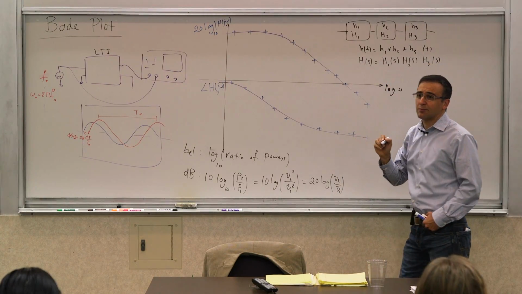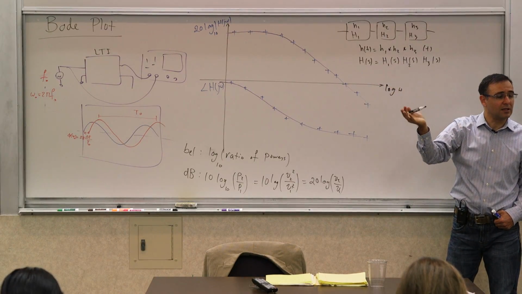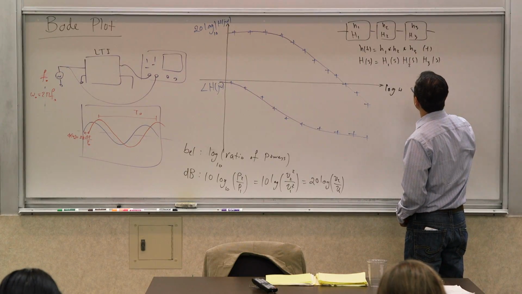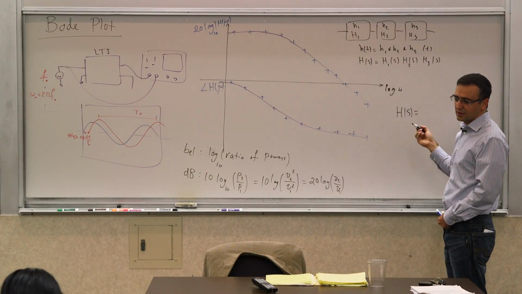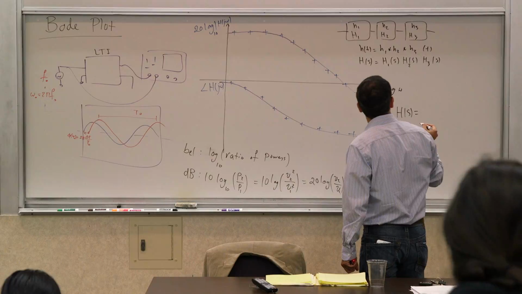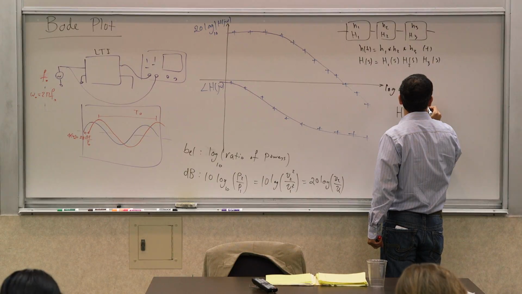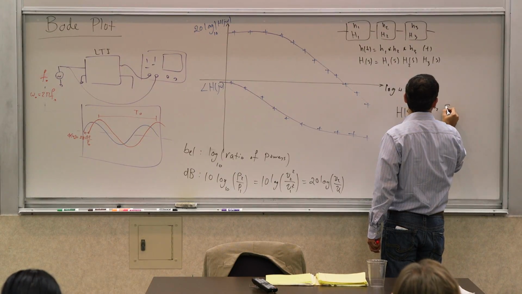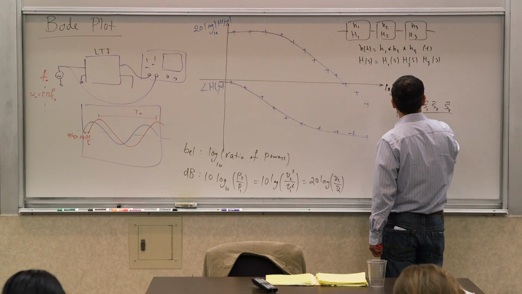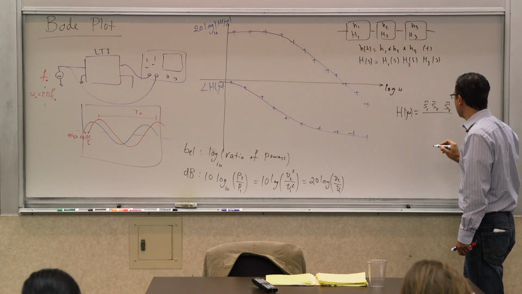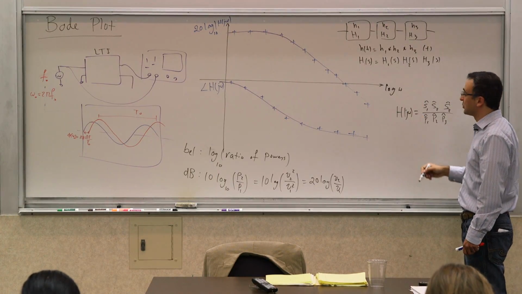And since we are looking at products, if you look at the logs of them, you will get sums. Another way to think about it is that H of s eventually will have these terms in the numerator and denominator. These terms can be written as, let's say, S1, S2, S3. These are complex quantities at a given frequency, let's say at a given j omega, at a specific omega. And there are P1, P2, P3. So each one of these will produce these terms.